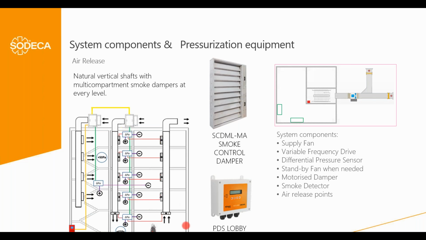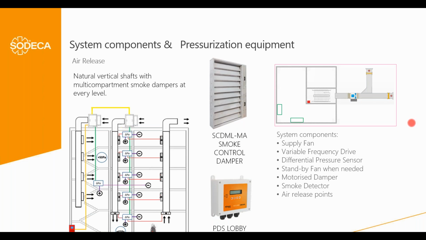If each of these levels is a fire compartment, this duct should be fire rated, of course, and this damper should also be fire rated, let's say, or EI, so multi compartment smoke control dampers. If we don't have this situation, imagine a car park where all the levels are one single compartment, then we can use single compartment smoke control dampers. And these dampers can also be opened from this PDS lobby control.